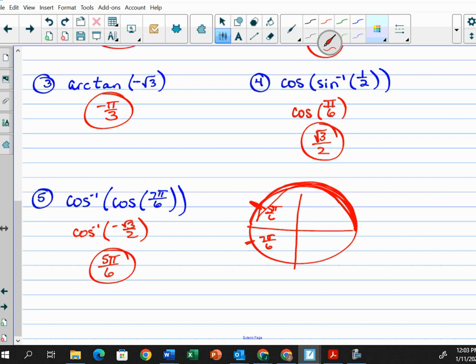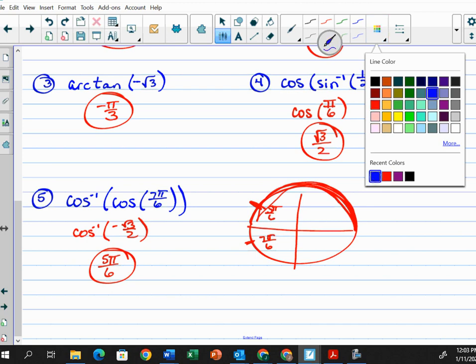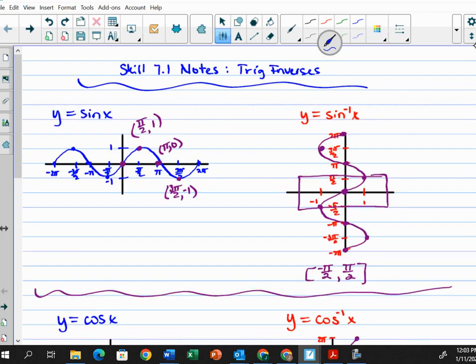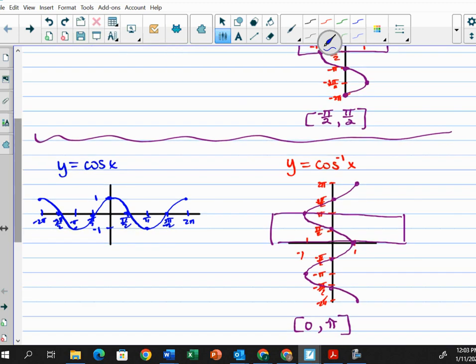Well, it has the same cosine value there, but that's within the window we can use. Right? If you tried to tell me 7 pi over 6, I can only use answers in here. 7 pi over 6 is outside of that box, so that can't be the answer. You have to figure out what actually has the same cosine value within this window.